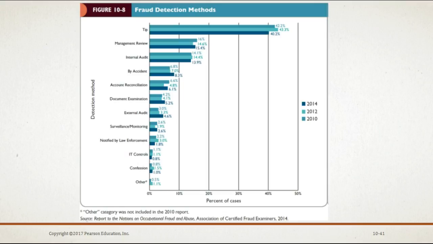Figure 10-8 highlights the most common fraud detection methods. In here, you will observe that tips is the most frequent method of fraud detection, followed by management review and internal audit. External auditors detect a relatively small percentage of fraud, but are more likely to detect fraud when it materially impacts the financial statements. You can find Figure 10-8 on page 319 of your textbook.